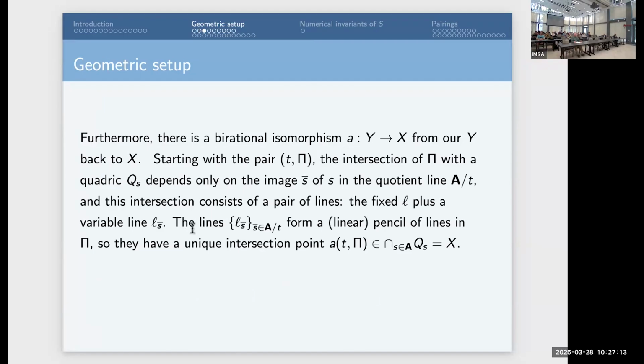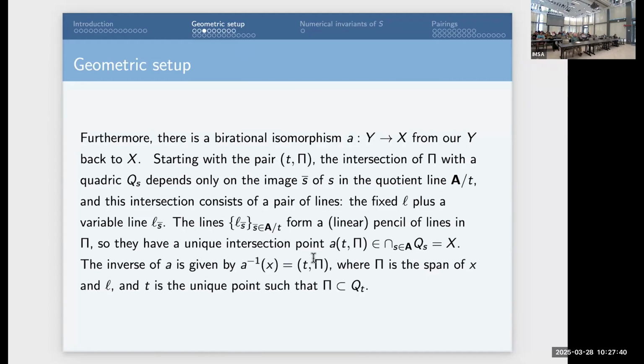And one other line, let's call it L bar, that depends on the image. So the line L bar and the way with T form a pencil of lines in the plane, with the intersection point A. So define now little a, the image of a pair, which goes to Y, given by x. I can go backwards. Then this A is going to be with respect to the pair pi, which is the span of the L and the point x. That's a plane. And T is going to be the unique value such that the quadric QT contains pi.